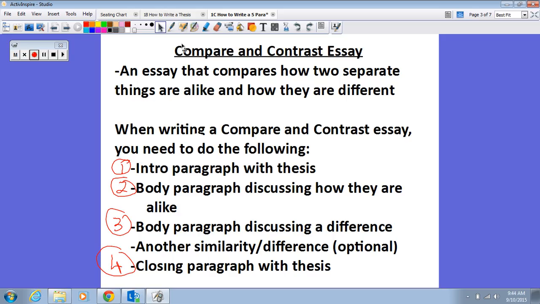And then you're going to have your body paragraph. The first one will be talking about the ways that they're alike. And a preview for you for when we get to this point in the year, they're alike because they both believe in Jesus Christ. Now, they're different in the way that they practice. So your second body paragraph is going to be talking about the differences. So that's a compare and contrast essay.